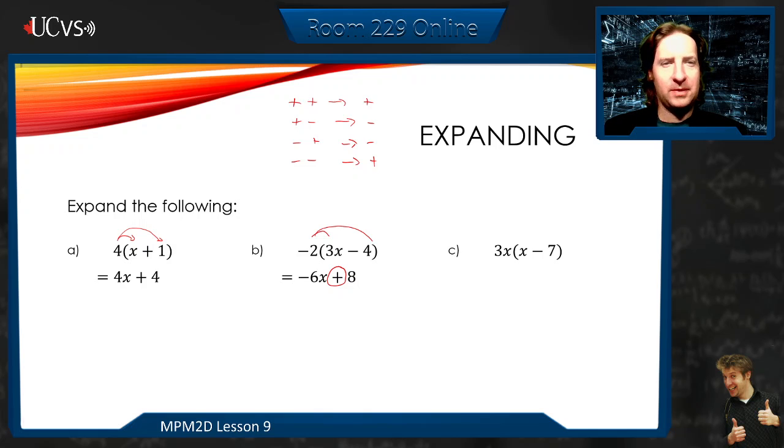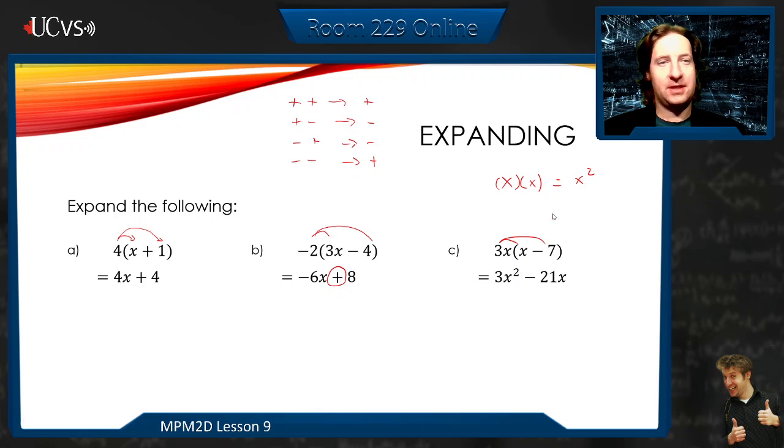Now, what happens if we're multiplying by 3x? So what is x times x? That's going to give us 3x squared, right? Because that's going to be x multiplied by itself, which we call x squared. And here now, 3x times negative 7 is going to give us negative 21x. Okay, so that's a monomial times a binomial.